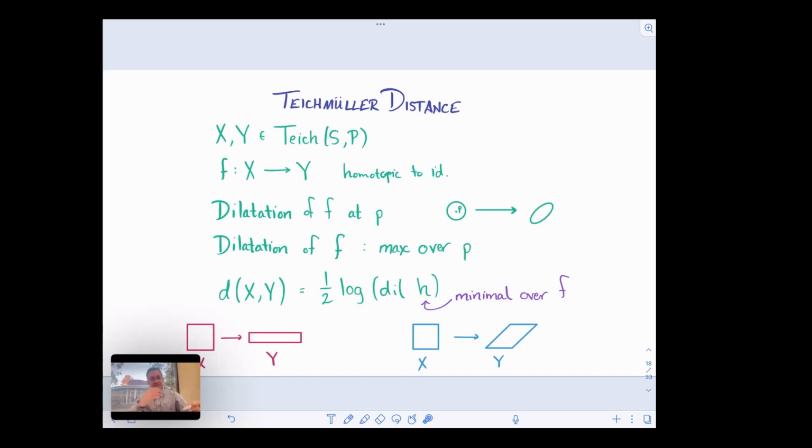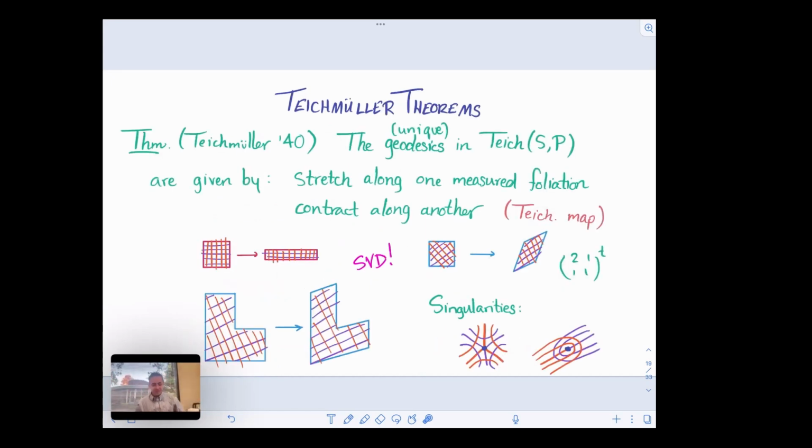Okay, so the distance is just some way of measuring how far apart two complex structures are. This is the really deep thing: you can actually compute geodesics in this space. The geodesics in the space are always, you stretch along one foliation, contract along the other. This should look familiar. This should remind you of our definition of pseudo-Anosov maps.